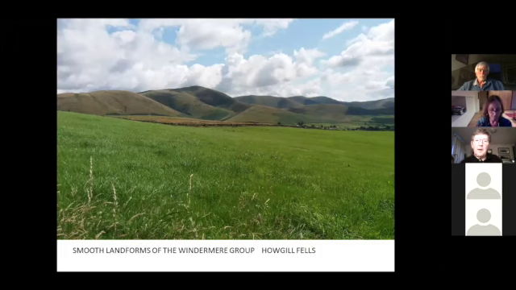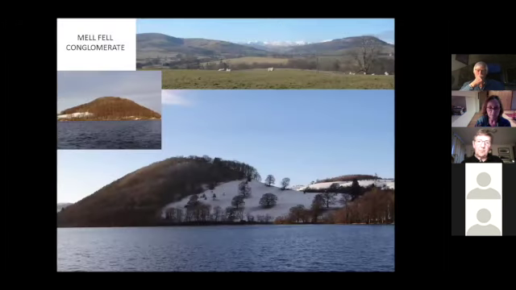Smooth outlines. Again, these are the Howgill Fells, as you can see from roughly the M6, and quite different compared to the volcanic rocks. So we've got this business of recognizing the underlying rock groups from the outlines of the landforms. And then we've got this one called the Melfell conglomerate. I'm really not sure how many of you are familiar with the Melfell conglomerate. You've been close to it, past it really quite a lot.